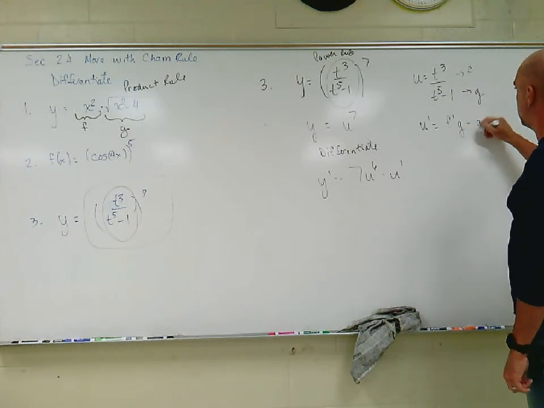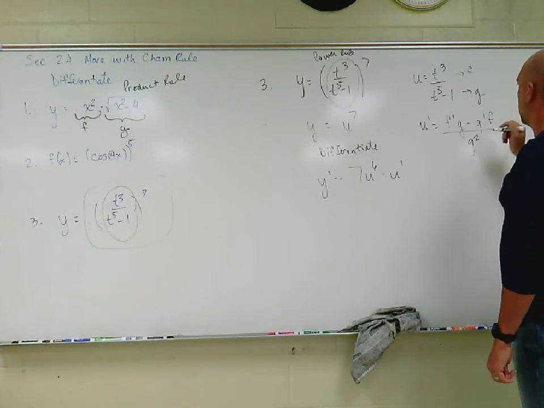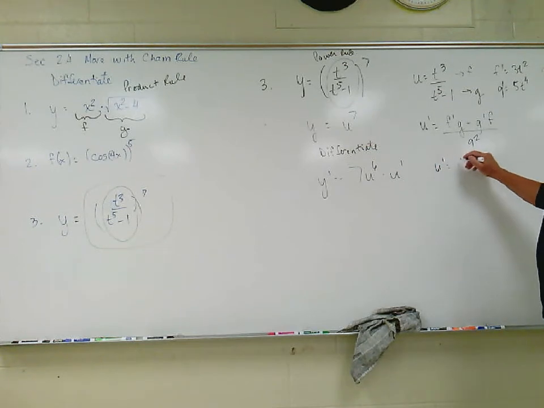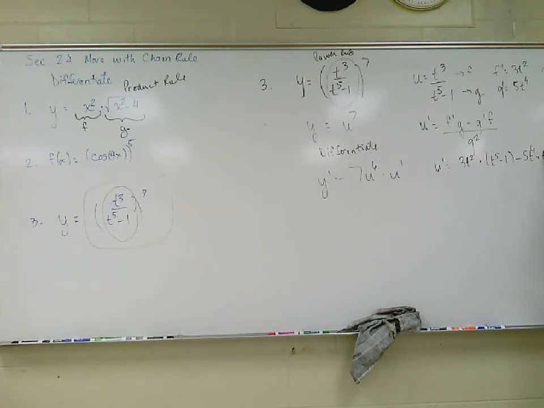So it's F prime G minus G prime F over G squared. My F prime is 3t squared. My G prime is 5t to the fourth. Those substitutions go in here. 3t squared times G, which is t to the fifth minus 1, minus G prime 5t to the fourth times F, which is t cubed, all over G squared, which is t to the fifth minus 1 quantity squared. Sorry, it's a t cubed here.